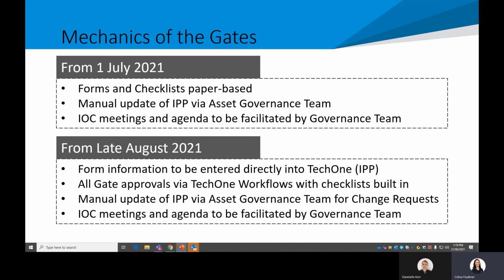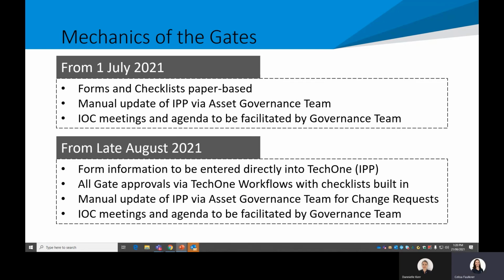There will still be manual updates of IPP by the asset governance team for change requests. Specifically, once you get past gate 2, if there's a change to a project within the phase, then that change will get signed off by the sponsor in a paper-based form, and then that will go to asset governance to then update the IPP, the business case.